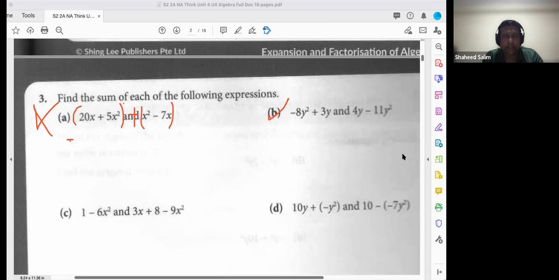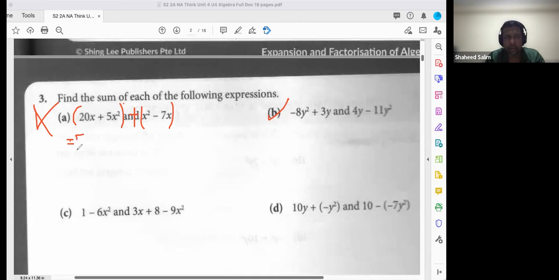Which one are you doing? A. Okay, actually you don't need to do A, but I'll mark your A. Okay, correct. Now, if you're doing A, you are supposed to add. So you take out 20. We put the x square first.